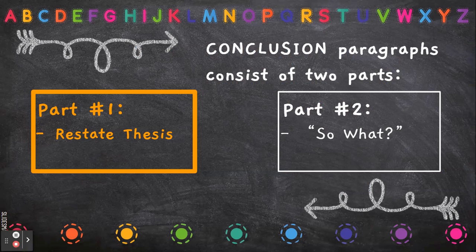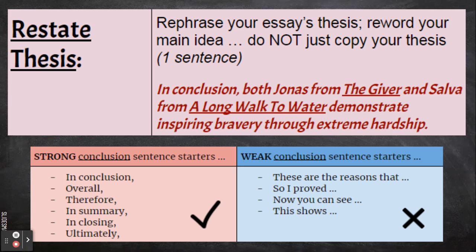Let's look at those specific parts. First, the restate thesis. Here, based off that Jonas and Salva example, I have not just recopied my thesis. I've switched up the words, and I've used a strong sentence starter like in conclusion. You see in the table down below, there's some examples of strong sentence starters like in conclusion, overall, ultimately, and there's also some examples on the right of some weak conclusion sentence starters.